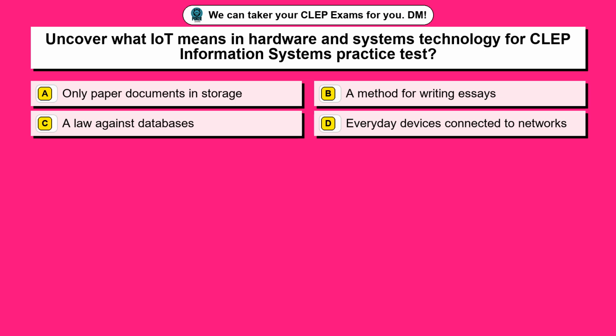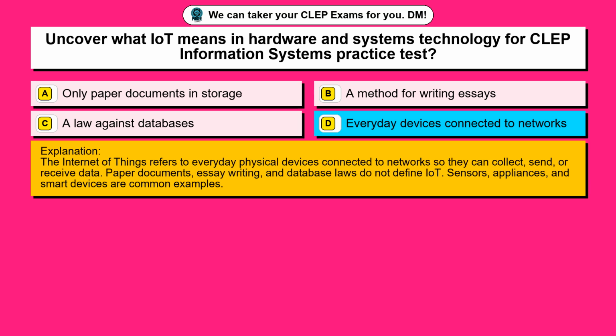Question 62. Uncover what IoT means in hardware and systems technology for CLEP Information Systems practice test. Option A. Only paper documents in storage. Option B. A method for writing essays. Option C. A law against databases. Option D. Everyday devices connected to networks. The correct answer is option D. Everyday devices connected to networks. The Internet of Things refers to everyday physical devices connected to networks so they can collect, send, or receive data. Paper documents, essay writing, and database laws do not define IoT. Sensors, appliances, and smart devices are common examples.